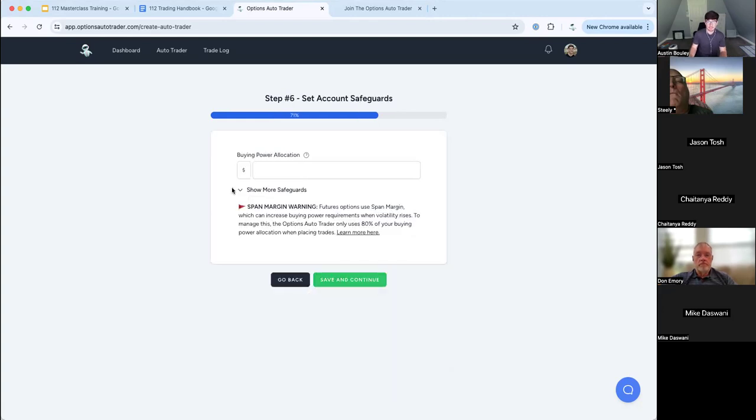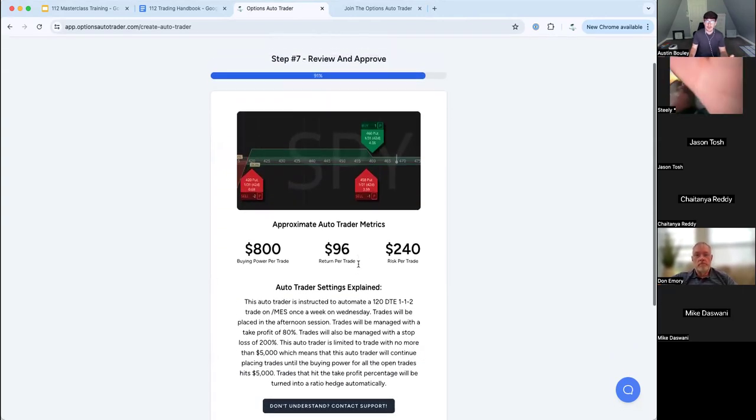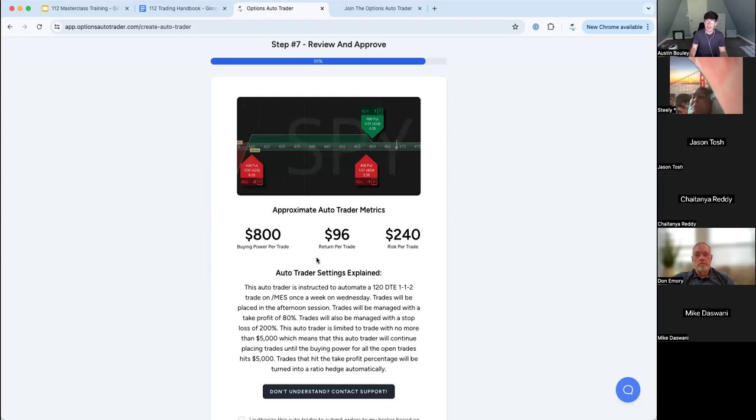Perfect. Next, how much money do you want to allow this to trade with? Remember, we want to stay under 50% of our buying power. So if we have $10,000 in this account, we would put 5,000 here. This is the only strategy we are running. Okay, so that's how we do it. Save and continue. Now you can see it shows you your approximate numbers. It takes about $800 to put this trade on.